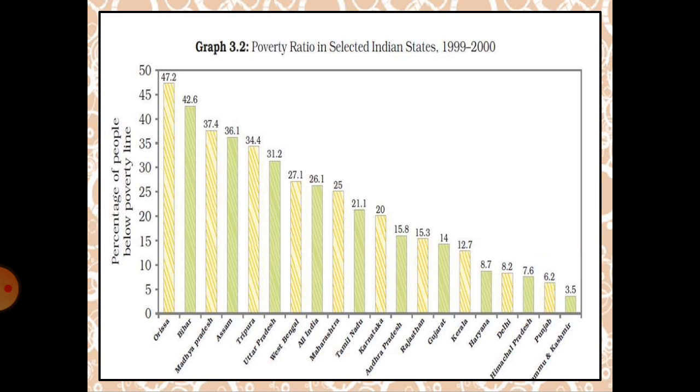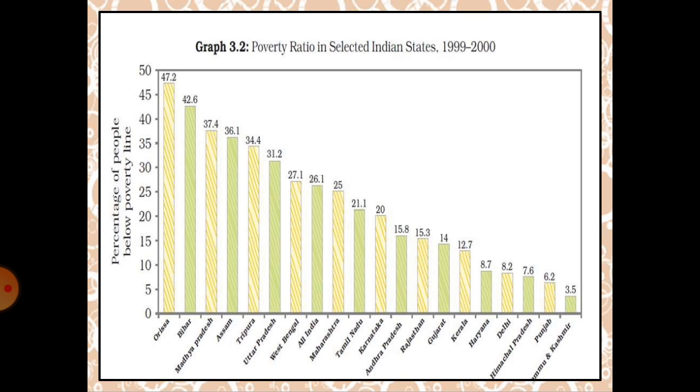Then this is the pie diagram which is given based on the poverty ratio in the Indian states based on the years 1990 to 2000. You may have this in your book if it is your old book. If it is a new book, you will not have this picture.